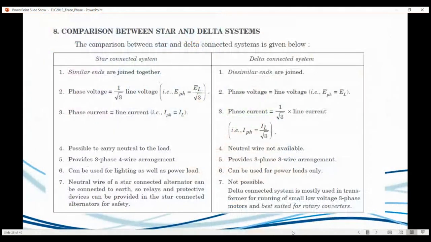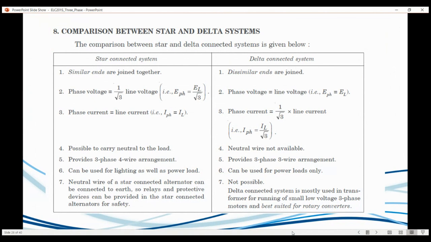There's a lot to talk about. In a star connection, similar ends are connected together. The similar ends are connected in the delta system. But the main 2 important parts I want you to know is that on the star side, your line voltage is equal to √3 times your phase voltage. On the delta side, your line voltage is equal to your phase voltage. On the current side, for the star, your phase current is equal to your line current, and on your delta side, your line current is equal to √3 times the phase current.